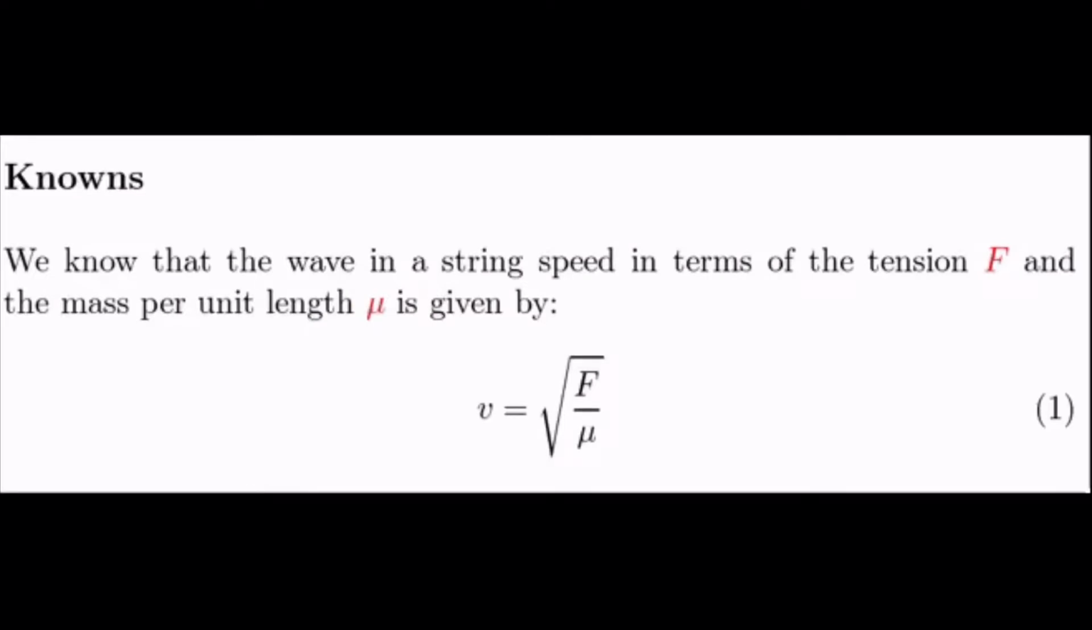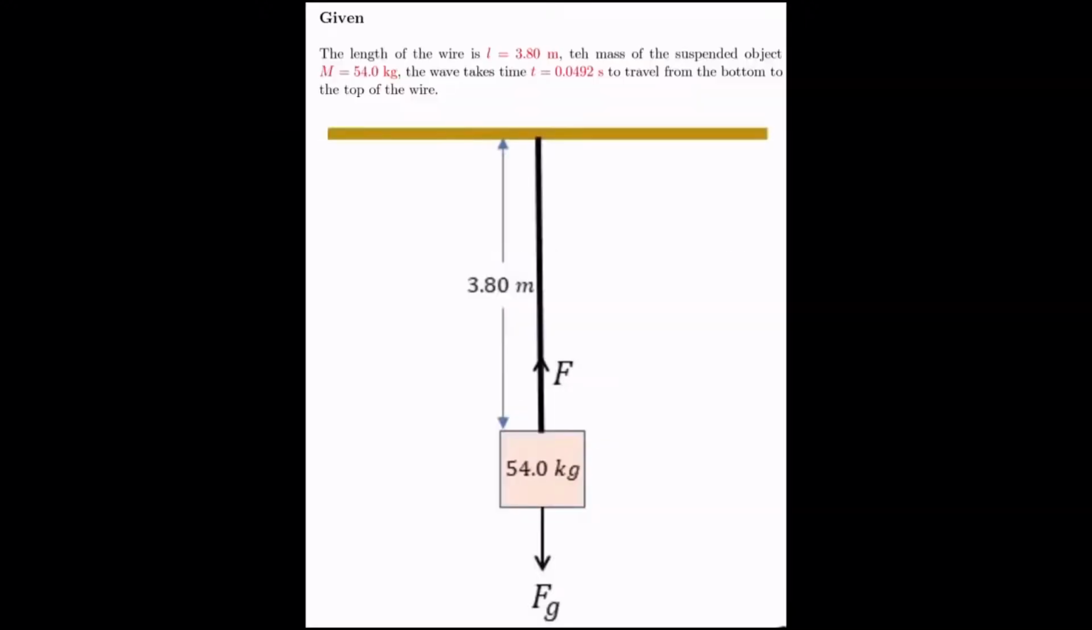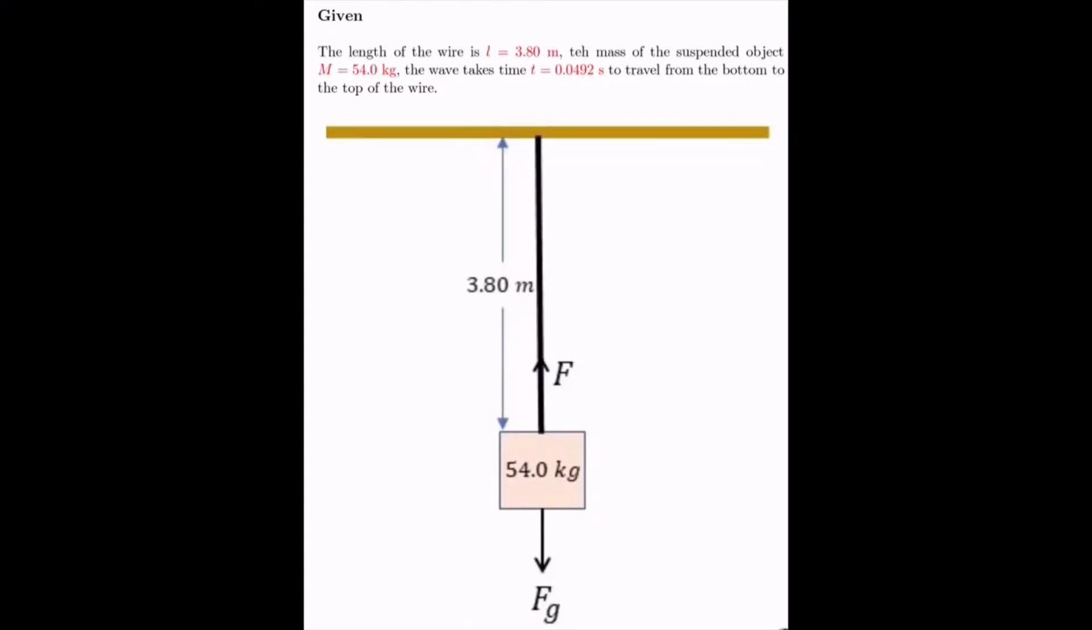We know that the wave speed in a string, in terms of the tension force and the mass per unit length mu, is given by v equals the square root of the force over mu, our mass per unit length. So now let's draw our free body diagram to have a better understanding. The length of the wire is 3.8 meters, with the mass of the suspended object equal to 54.0 kilogram, and the wave takes 0.049 seconds to travel from the bottom to the top of the wire. Now, as you can see, this would be our free body diagram.